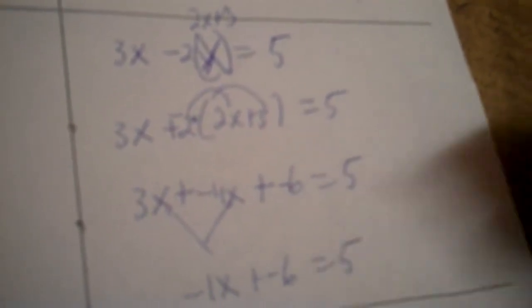So I drop the plus, you're going to have negative 4x and negative 6. And then you add the 3x behind it. Okay, so it's going to be negative 1x plus negative 6 equals 5. Okay, then you add 6, and negative 1x equals 11. X equals negative 11. Okay.